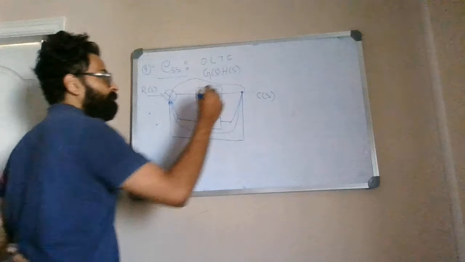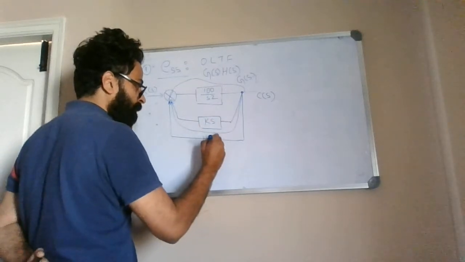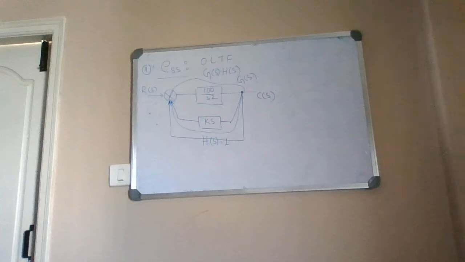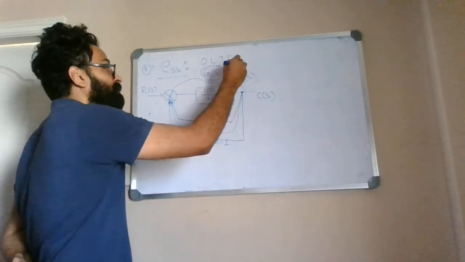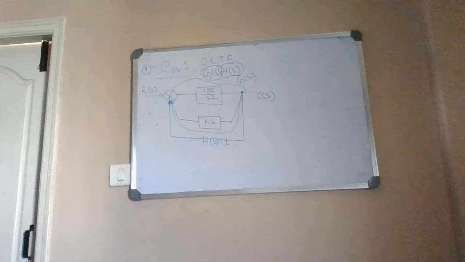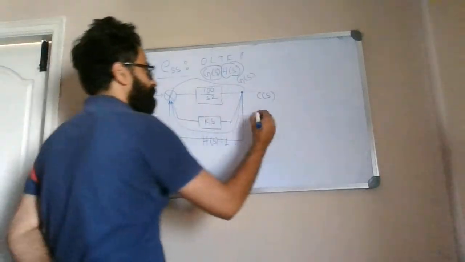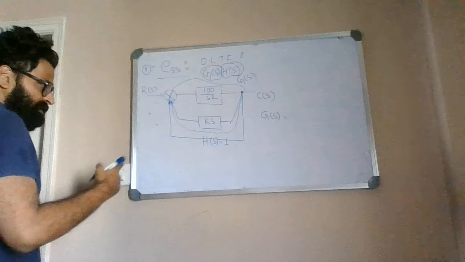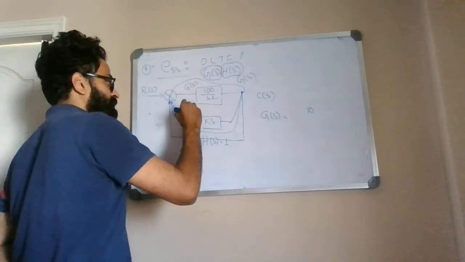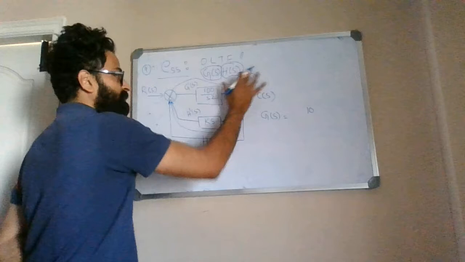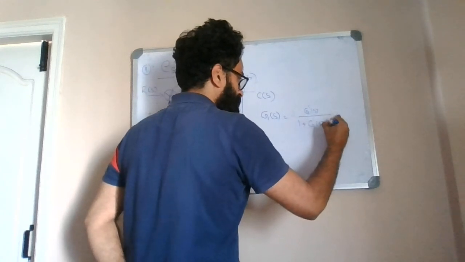So when you club these two, you will get some overall G of S. And the lower part, let me take it as H of S, which is 1. So I have my G of S, and then I will have my H of S, which is unity feedback. If I have these two, I will be able to get my open loop transfer function. So first try to find out what is G of S. G of S can be found by the conventional formula. Let me take this as G dash of S, and this as H dash of S. So G of S is equal to G dash of S divided by 1 plus G dash of S into H dash of S.